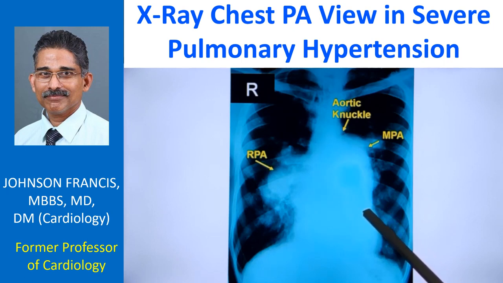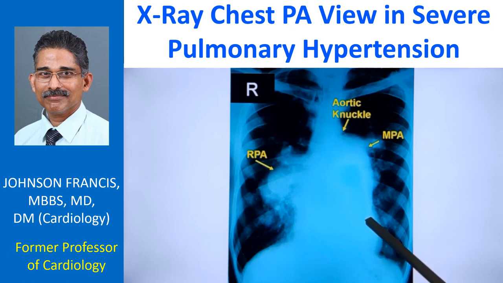In VSD Eisenmenger and PDA Eisenmenger, you would not expect right atrial enlargement. In VSD and PDA Eisenmenger, the heart size decreases when pulmonary hypertension develops due to decrease in the shunt. In ASD, the shunt is decreasing in Eisenmenger, but right atrial enlargement is a component of cardiomegaly. But overall, it doesn't look like a gross cardiomegaly.